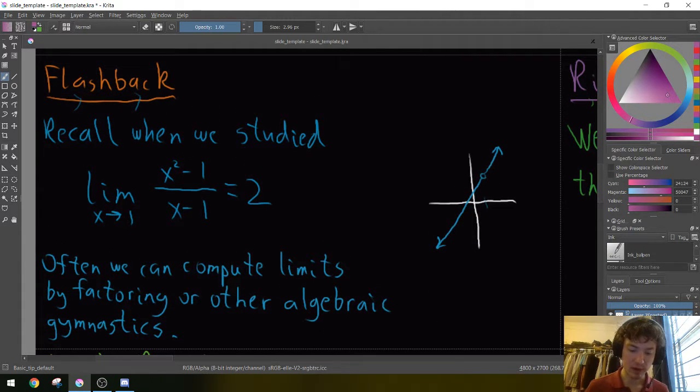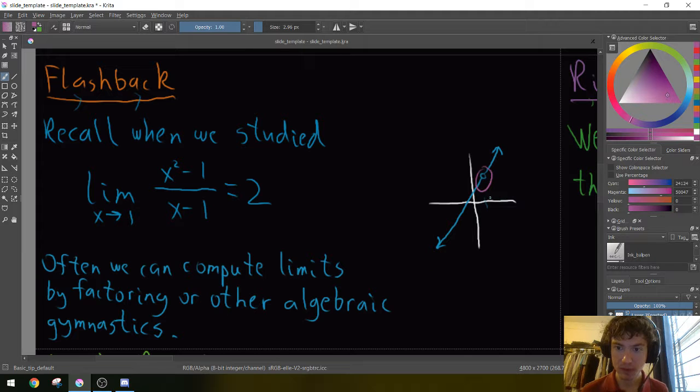First, I will prime your brain for the question by reminding you of this function we studied a while back. So we looked at this ratio of x squared minus 1 over x minus 1, and we saw that you can compute the limit by factoring the top as x plus 1 times x minus 1, and then you notice that when x is not equal to 1, that's the same as the function x plus 1. So the graph looks just like a line with a point removed.